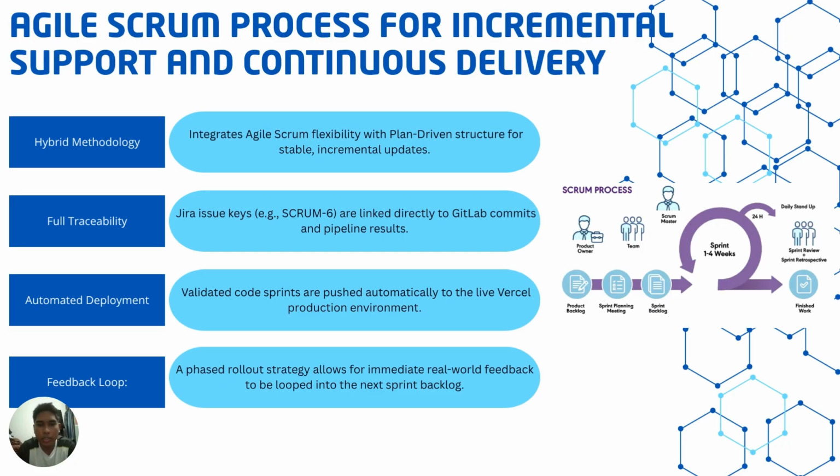Finally, this automated setup enables a crucial feedback loop. We are deploying KRMS using a phased rollout strategy, starting with a small, focused group of clinical staff, because we can deploy updates so quickly. We can gather their real-world feedback and immediately feed those improvements back into our Jira backlog for the very next sprint. This iterative cycle is what keeps KRMS highly adaptable to the clinic's actual needs.